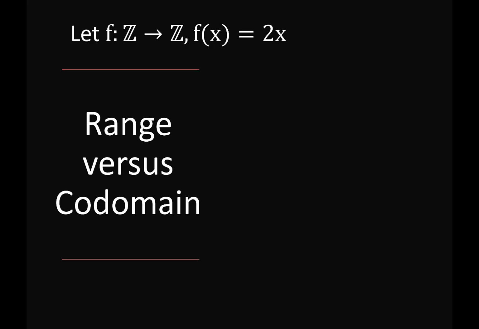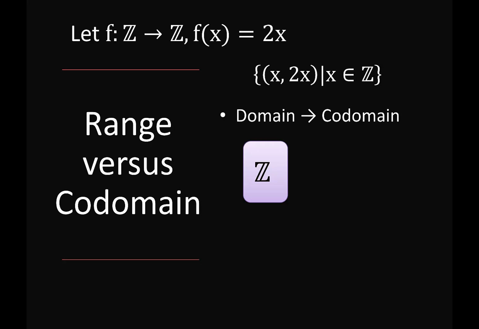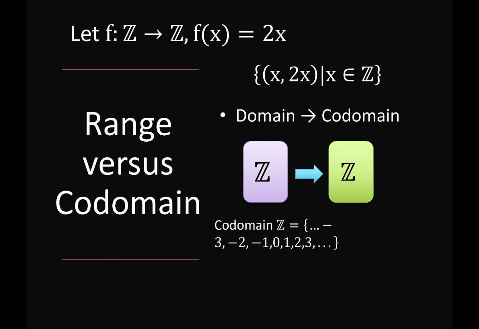Let's say we have this function f that goes from the integers to the integers, and the function is f(x) = 2x. We could write that as the set of all (x, 2x), where x is an element of the integers. So here we're going from our domain of the integers over to our codomain, which is also the integers. Our codomain looks like all integers. We have negatives, we have positives, we have 0. But when we look at our range, we only have even numbers like -4, -2, 0, 2, 4, and that would continue forever. You can see there's a difference between the codomain and the range. The range doesn't have any of those odd values.